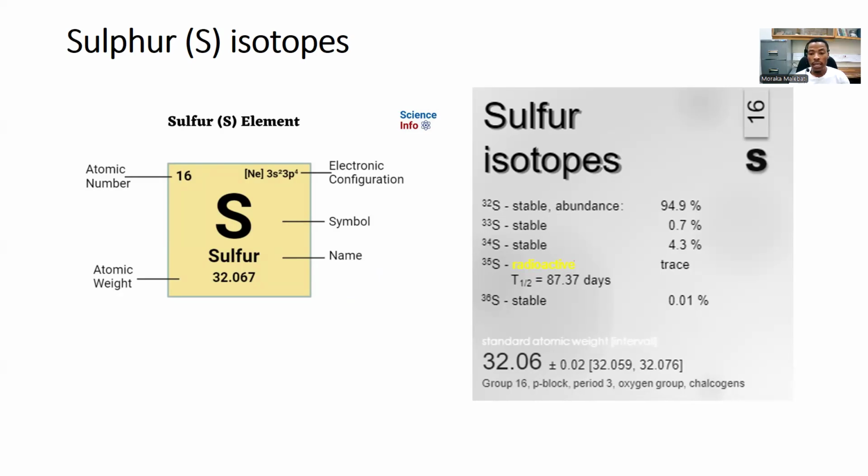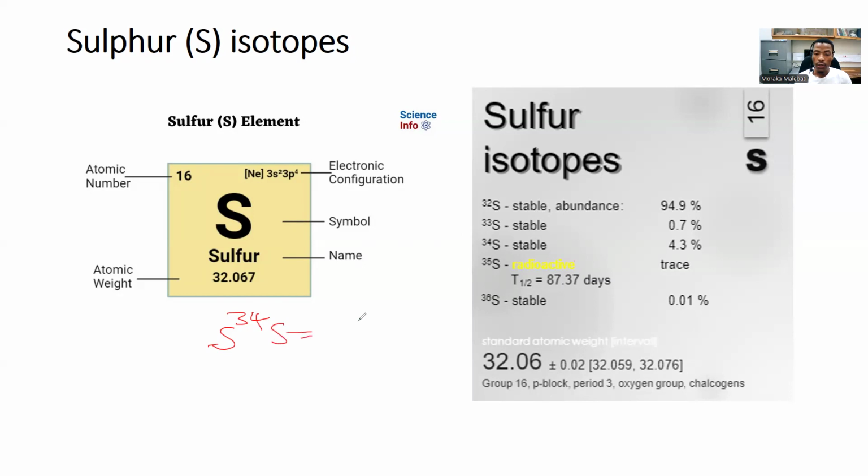So basically, sulfur has atomic number 16, and it has isotopes 32, 33, 34, and 36, which are stable. And we have the radioactive one, which is sulfur 35. Sulfur 32 and sulfur 34 are the most abundant. If you check here, they are the most abundant ones, so usually they are used for the ratio sulfur 34 to sulfur 32.